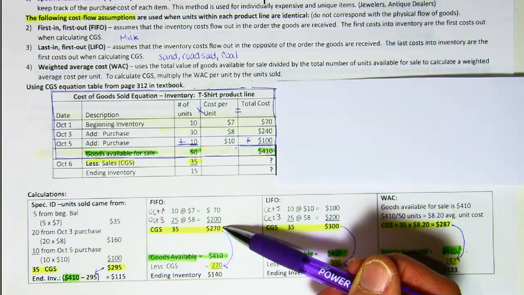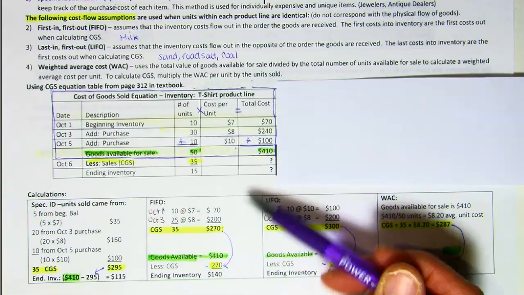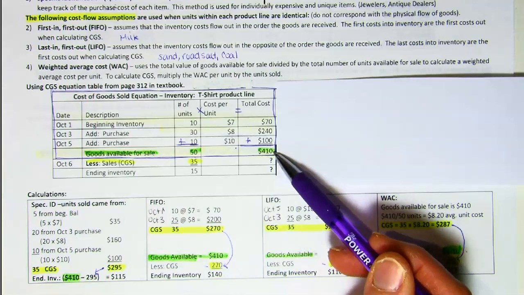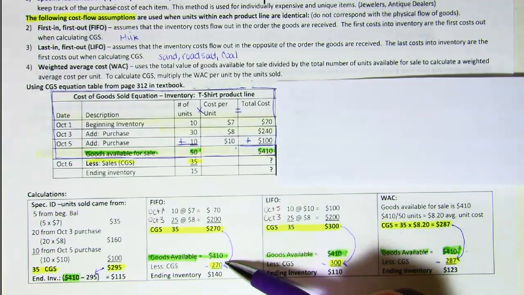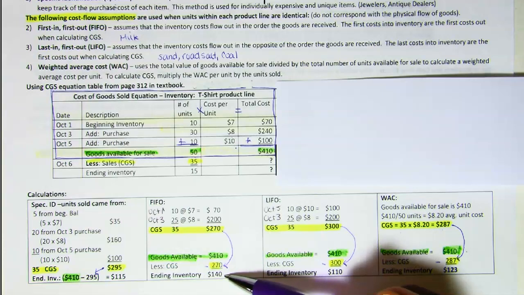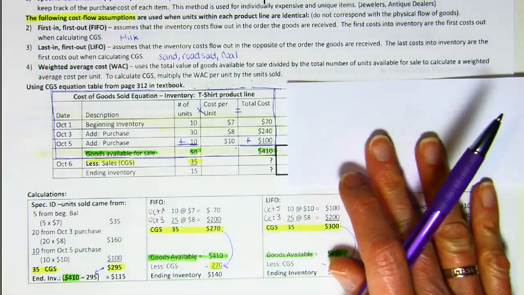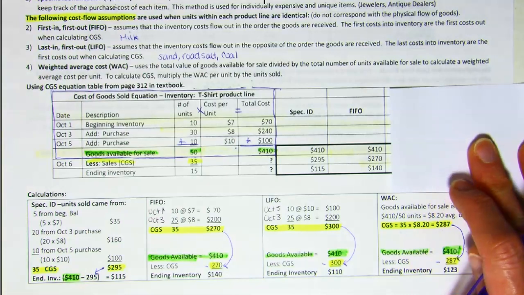To find out the cost of what's left, take the cost of all the goods that were available for sale, $410, and then subtract out the cost of what you did sell. That will give you the cost of what's left, or ending inventory. And that same calculation is there to the right.